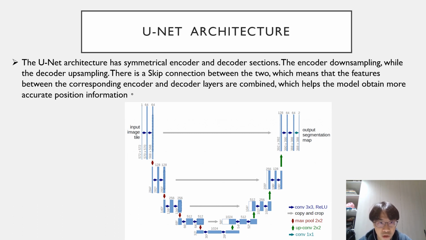The U-Net architecture has a symmetrical encoder and decoder section. The encoder does downsampling, while the decoder does upsampling. There is a skip connection between the two, which means the features between the corresponding encoder and decoder layers are combined, which helps the model obtain more accurate position information.